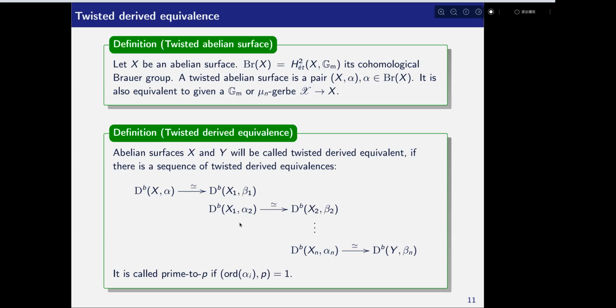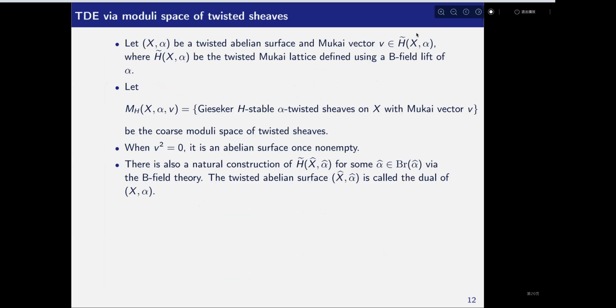Okay, so you may ask, there may not be a unique decomposition like this. Yeah, this decomposition is not unique, but if there exists such a decomposition satisfying this prime to P condition, I will call such a twisted derived equivalence prime to P. So the decomposition is not unique. And we can give a characterization of twisted derived equivalence.